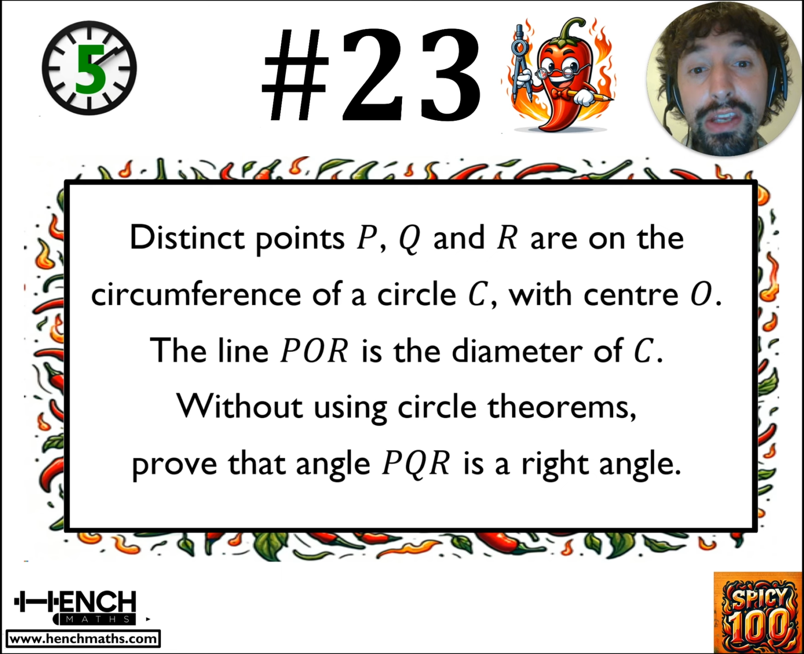Distinct points P, Q and R are on the circumference of a circle C with centre O. The line POR is the diameter of C. Without using circle theorems, prove the angle PQR is a right angle.